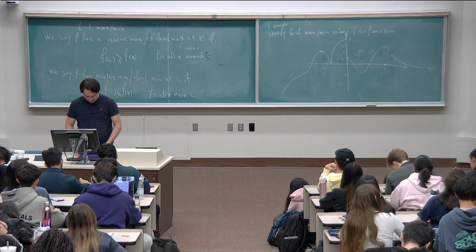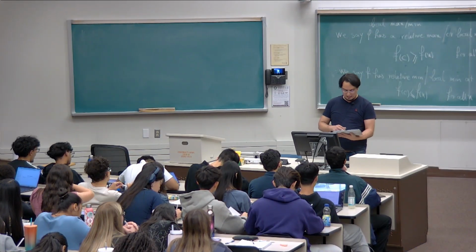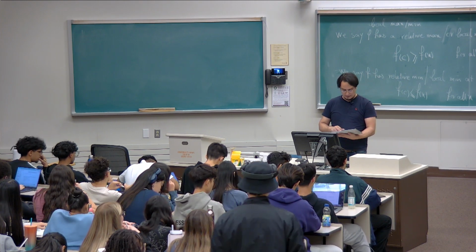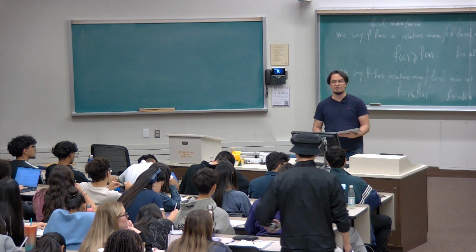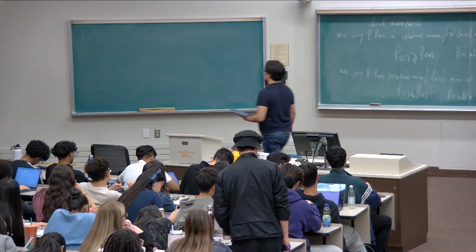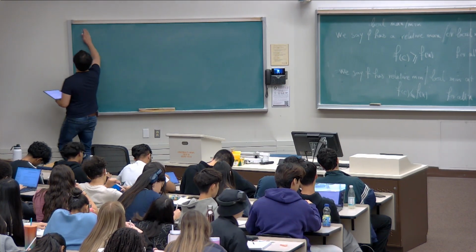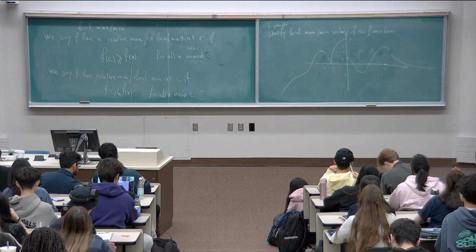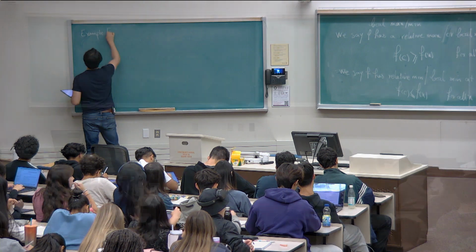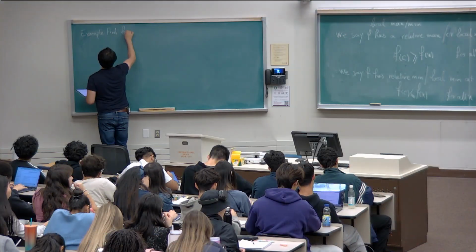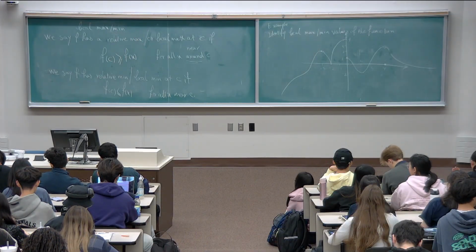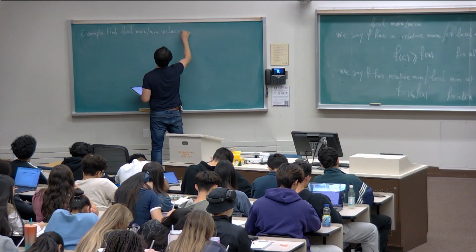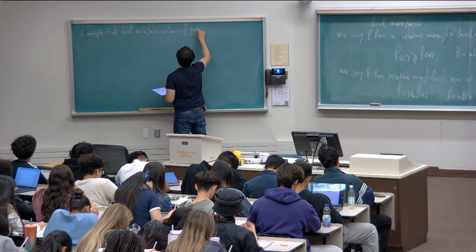But before that, I want you to go quickly through some examples that you already know how to graph, and quickly tell me what are the local max min values of those functions. So this is another example. Find local max min values of given functions.